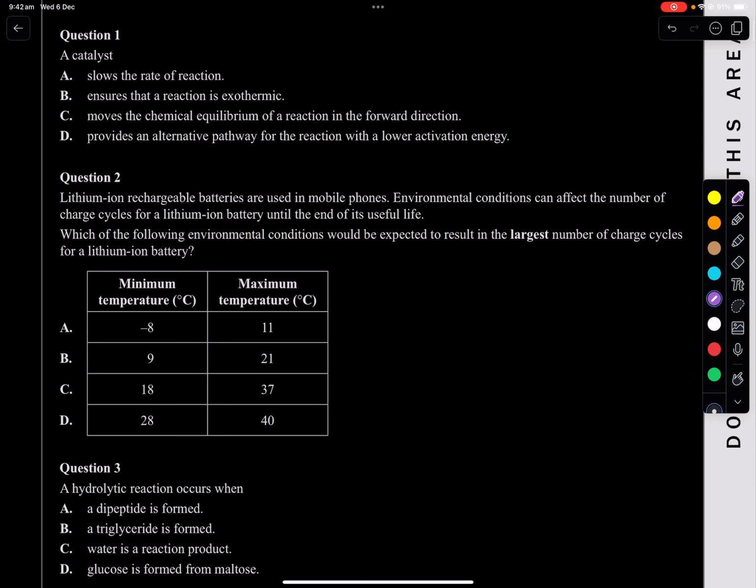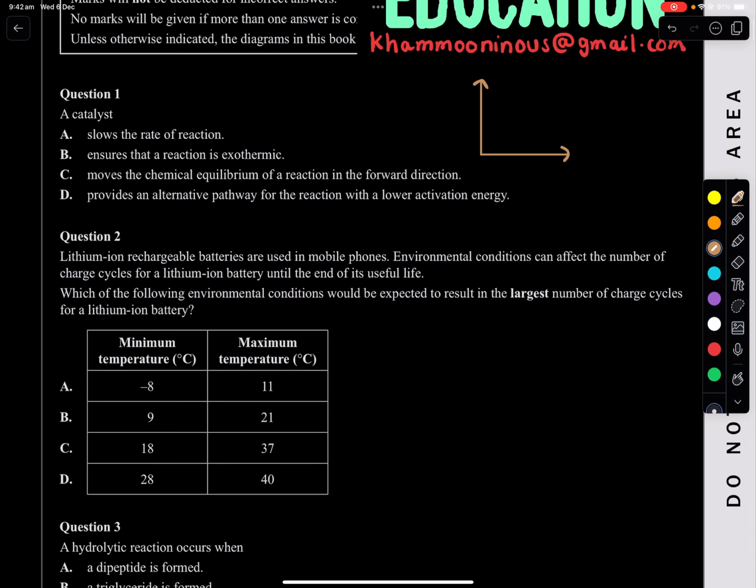So question 1, a catalyst. Okay, so what is a catalyst? Let's first understand what a catalyst is. A catalyst is a substance that decreases the activation energy of a reaction. Let's have a draw of this. We know it increases the reaction rate. It decreases the activation energy. So for example, let's say a reaction goes like this, it goes up and goes down.